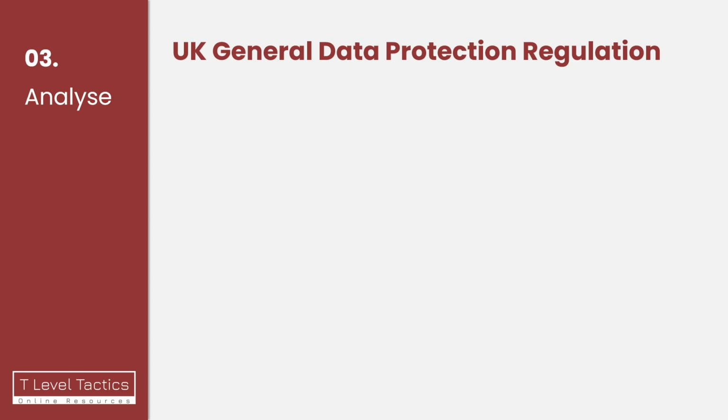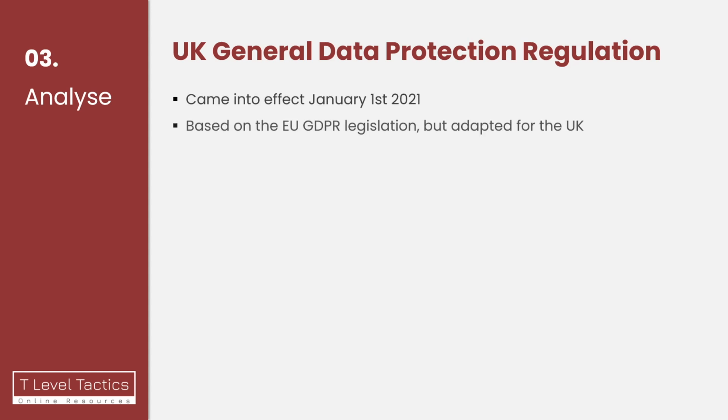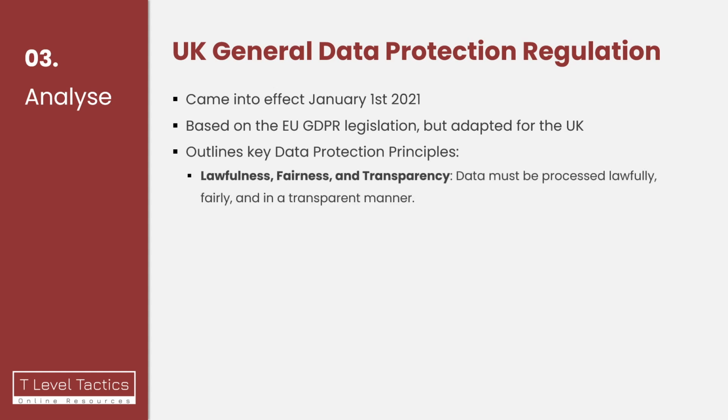GDPR, or the UK General Data Protection Regulation, came into effect January 1st, 2021, and it's based on the European Union GDPR legislation, but adapted for the UK when the UK left the European Union. It outlines key data protection principles. Lawfulness, fairness, and transparency is the first, where data must be processed lawfully, fairly, and in a transparent manner to the user or the subject.